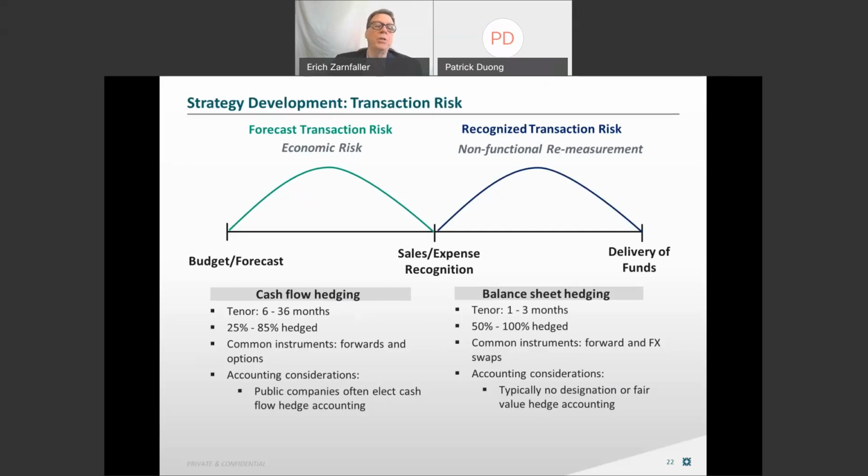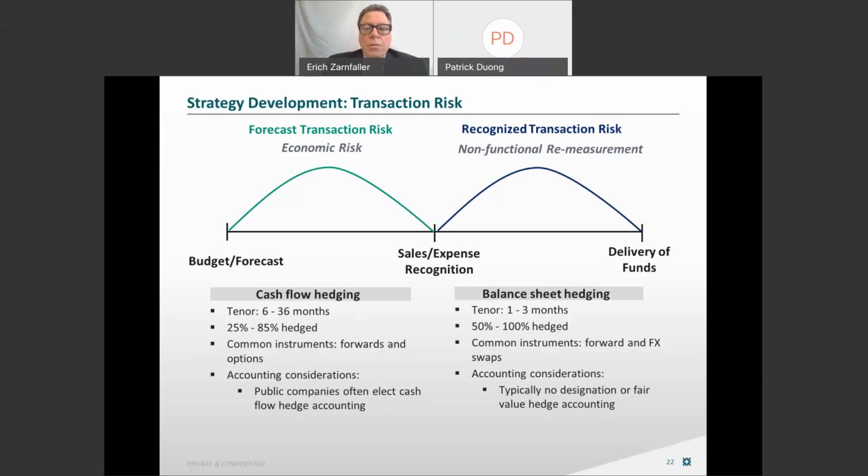Forwards and options are the most common tools used, and hedge accounting is typically elected to keep the interim gains and losses on the balance sheet until the transaction is recognized. Balance sheet hedging on the right side of the diagram tends to be more systematic and short dated, with terms of 1 to 3 months, and can reach a 100% hedge position.